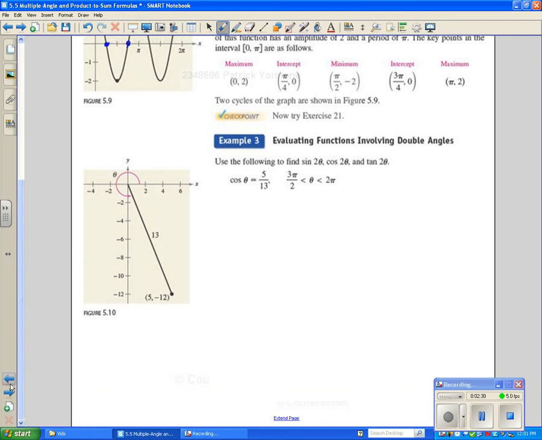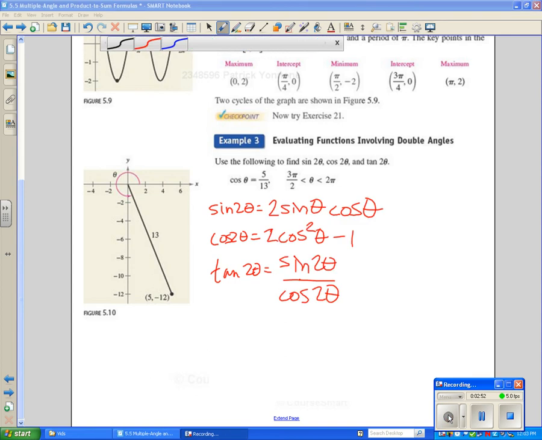So we're going to use the cosine of 5 pi over 3 to find sine 2 theta, cosine 2 theta, and tan 2 theta given these values. So let's go ahead and write out our formulas for sine 2 theta, for cosine 2 theta, and for tan 2 theta. All right, so we have sine 2 theta, 2 sine theta cosine theta. Cosine 2 theta is 2 cosine squared theta minus 1. We do have a formula for tan 2 theta, but if you have the sine and the cosine, which you've already found, then we can just divide them.